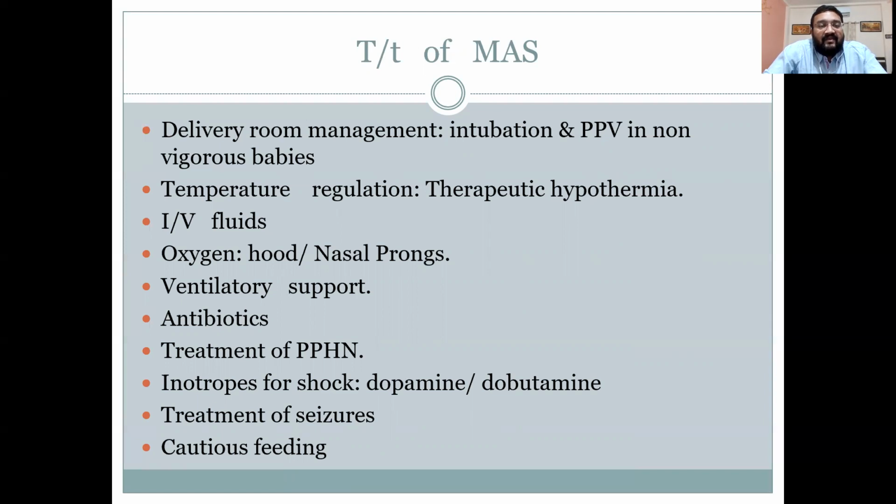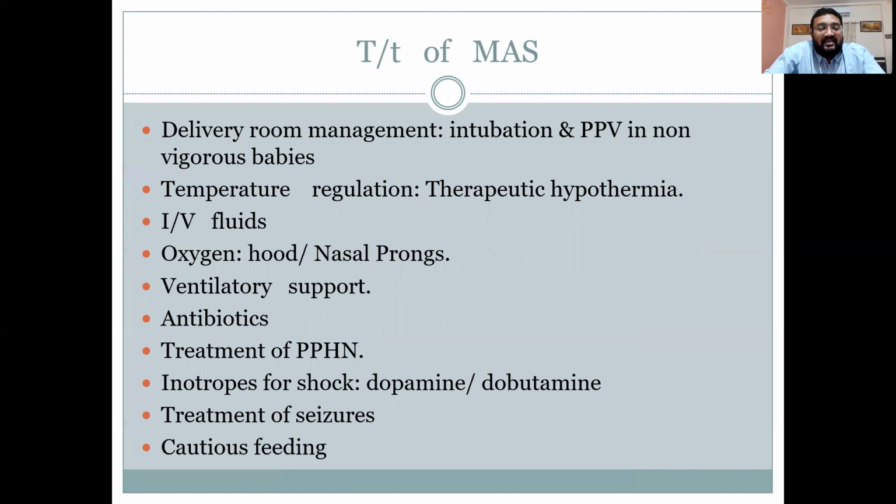Oxygenation is managed with oxygen by hood, nasal prong, CPAP machine, or by ventilatory support. Antibiotics, though they have no role in the management of a child with meconium aspiration syndrome, are often started in view of the possible secondary sepsis. As PPHN is a common phenomenon encountered in a newborn with meconium aspiration syndrome, you have to suspect and treat PPHN as early as possible if it is present.